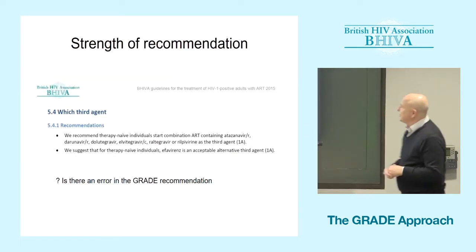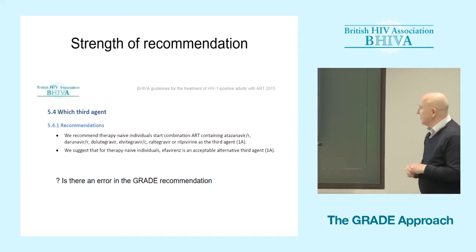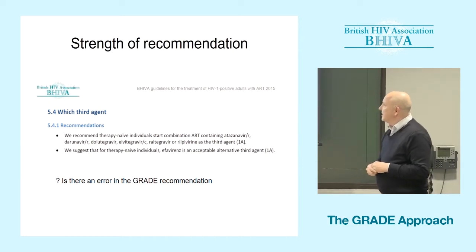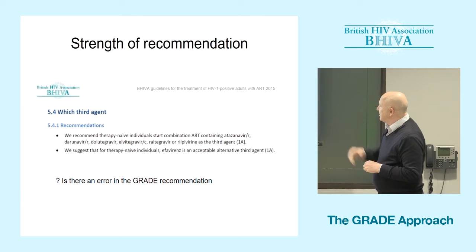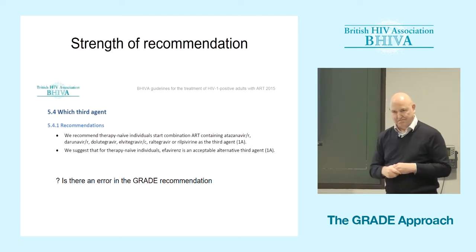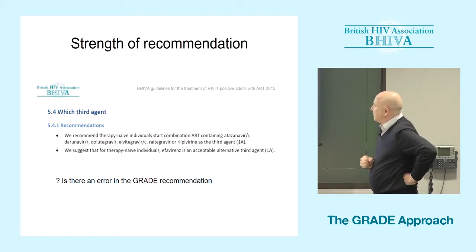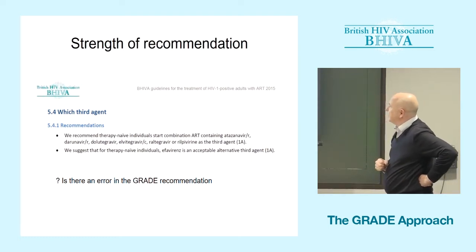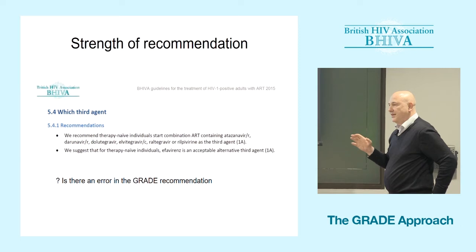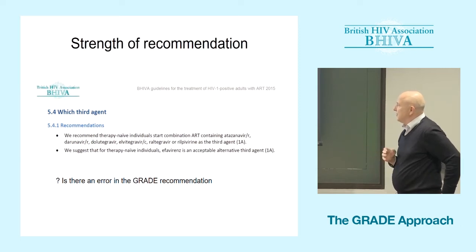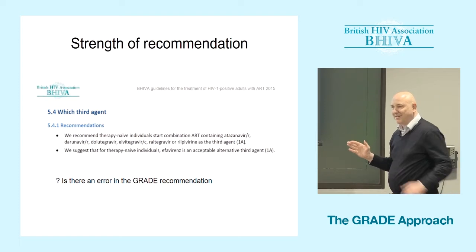So I just want you to take, this is in the BHIVA 2015 guidelines. I just want to ask you to read the third agent, and I want you to see whether there's an error there in terms of how a recommendation has been graded. We recommend therapy-naive individuals start combination ART containing atazanavir, ritonavir, dolutegravir, elvitegravir, cobicistat, raltegravir, or rilpivirine as the third agent, graded 1A. We suggest that for therapy-naive individuals, efavirenz is an acceptable alternative third agent, graded 1A. What's the problem?